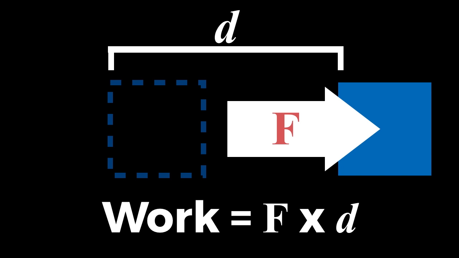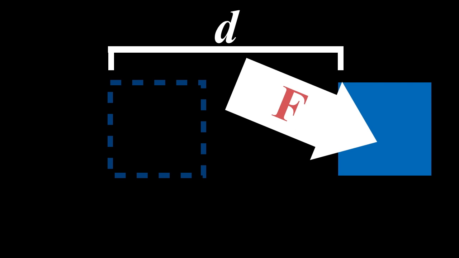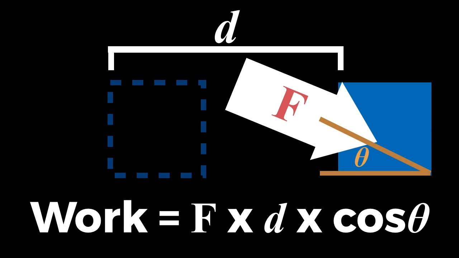So work equals Fd. Even better, if we knew that the force was operating at an angle, say, and that angle was called theta, then we know that the work exerted on the object is going to be force times distance times the cosine of the angle theta. So here's an example of how we calculate work.